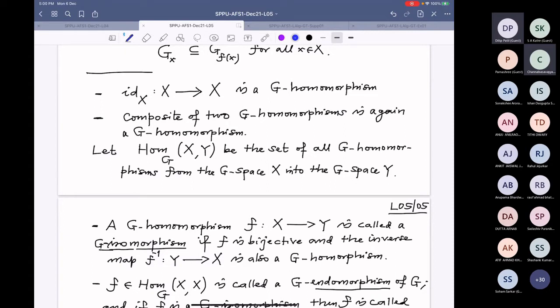All right. When do you call a G homomorphism a G isomorphism? If it is bijective and the inverse map of f, which we usually denote f inverse, is also a G homomorphism. That is part of the definition. Whether it is a consequence or not is a different story, but it is part of the definition.